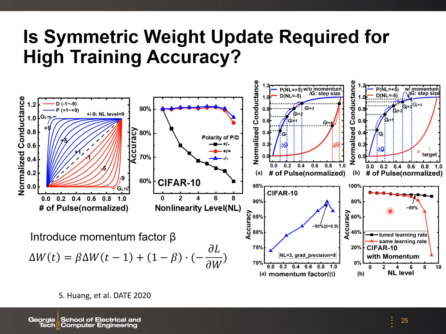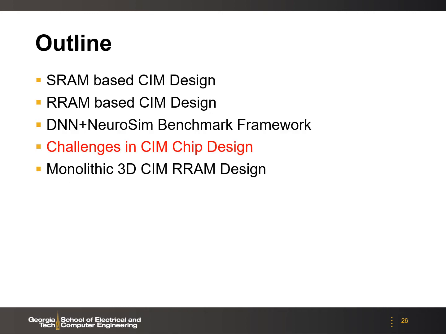You can see here, even with the nonlinearity level 6, still like 89% of the training accuracy can be maintained for the CIFAR-10 dataset if we use this momentum technique. Next, we will discuss a few key challenges for the computing memory chip design.